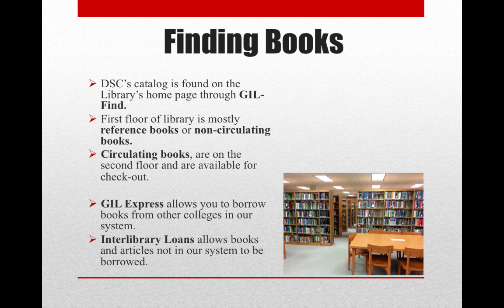Now, if you're actually in the library and you want to find a physical print book, the first floor of the library is mostly reference books or non-circulating books. You can look at them in the library. You can make copies of pages if you need to, but you cannot check them out. On the second floor, we have what's called circulating books. They are available for checkout.